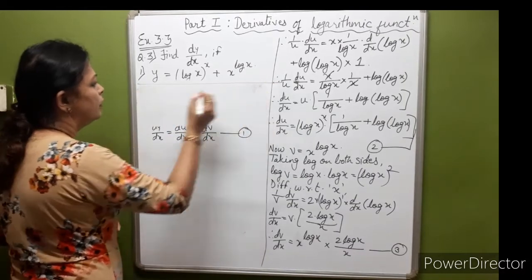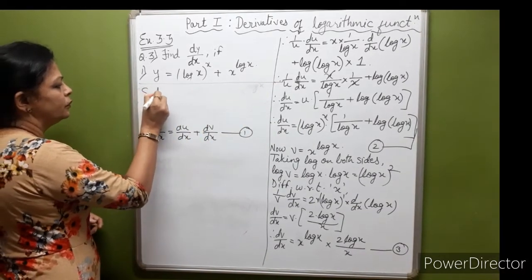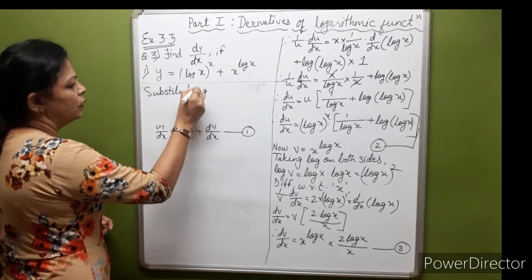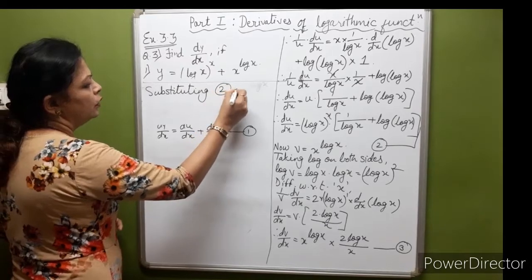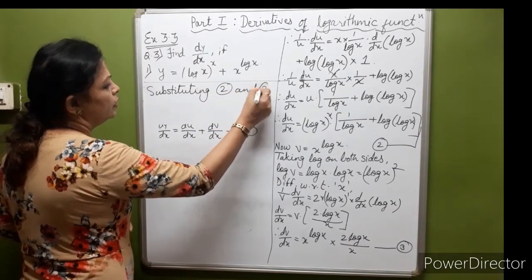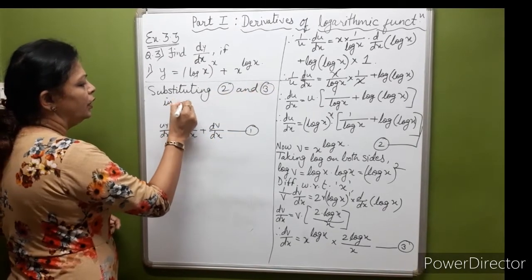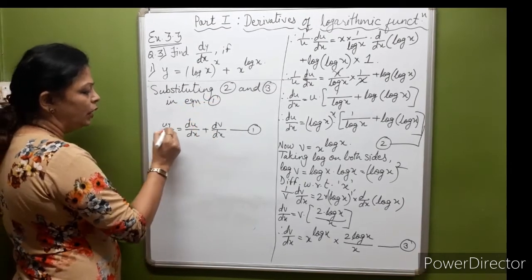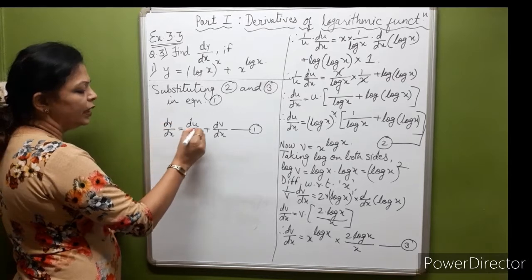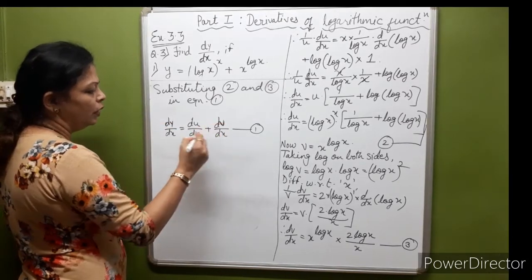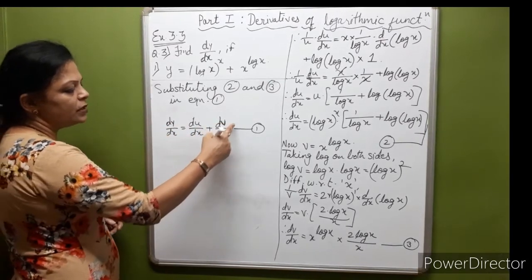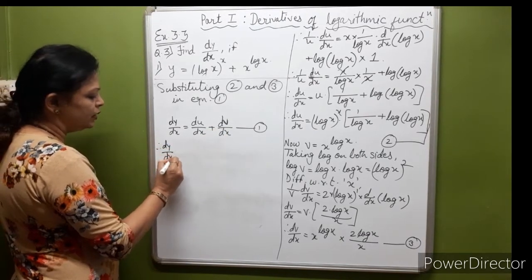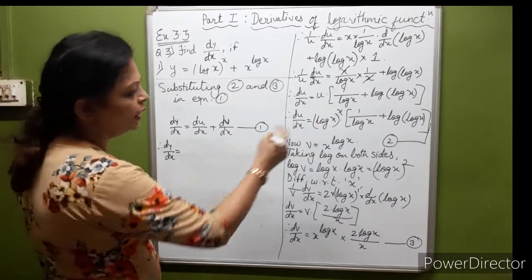Substituting 2 and 3 in equation 1. What is equation 1? dy by dx is du by dx plus dv by dx. So you get dy by dx is equal to, what is du by dx?